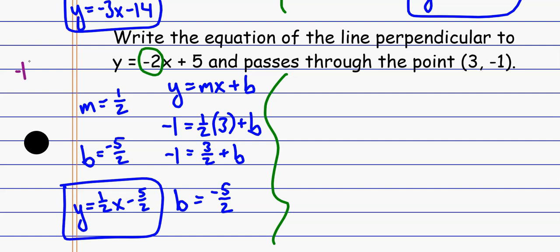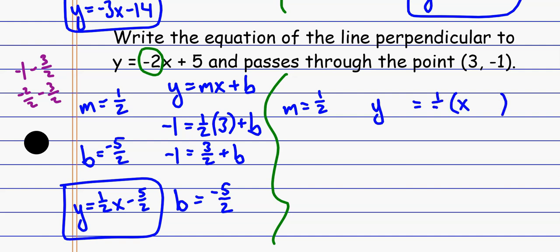Ready? -1, and then I subtracted the 3/2 from each side. -1 is like a -2/2, same thing. And I'll subtract the numerators, denominator stays the same, -5/2. Okay? If I go over to this other version, I do the same thing. I find the slope the same way, opposite reciprocal. It's a positive 1/2. But now I go right to point slope form.